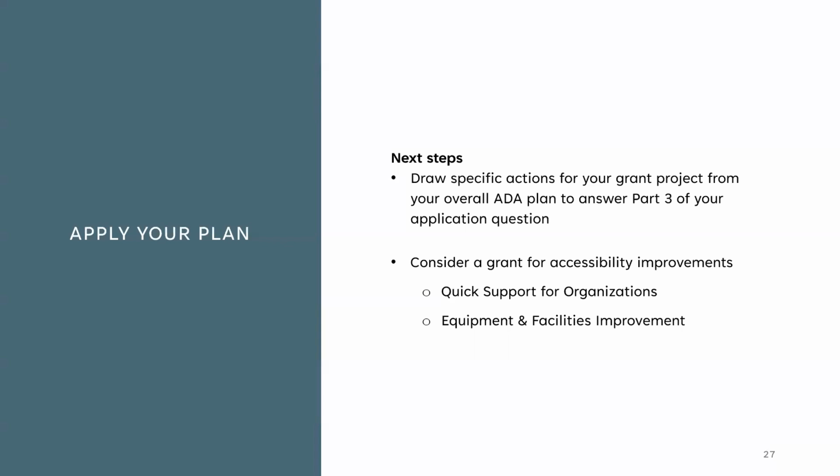Another next step to think about is a grant for accessibility improvements. You could again look at that Quick Support for Organizations grant. This time you'd want to look at the small equipment purchase type or the larger equipment and facilities improvement grant for up to $10,000. But both of these are centered around arts organizations specifically.